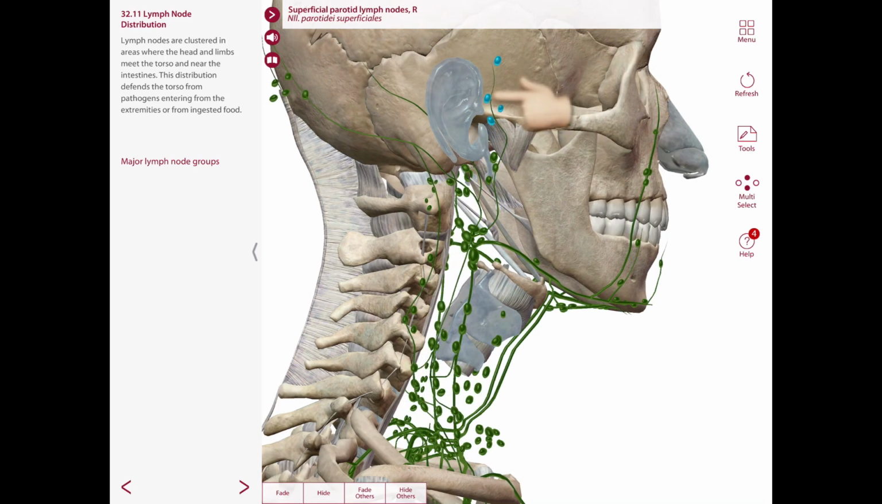We also have parotid nodes or preauricular nodes. Specifically, we have these that are superficial, and we also have some that are deep. But in general, these parotid nodes are located on or within the parotid gland, and they receive lymph from the scalp above the parotid gland, external acoustic meatus, the auricle, the middle ear, and the lateral part of the eyelids and the parotid gland itself.